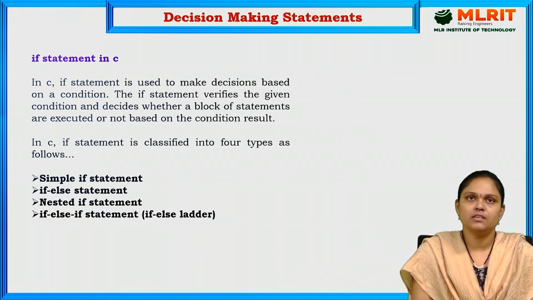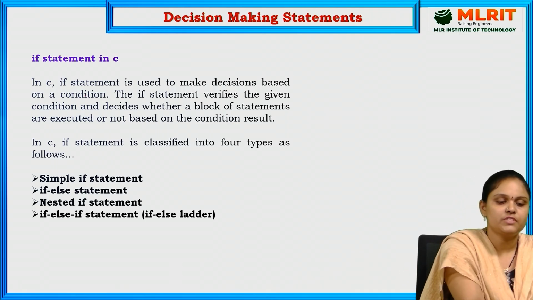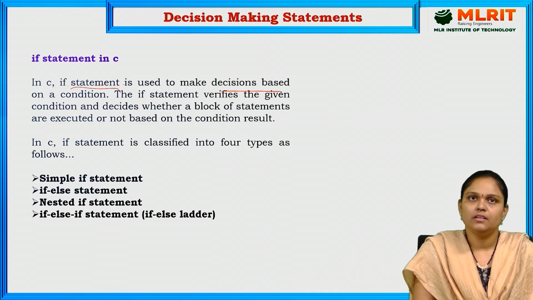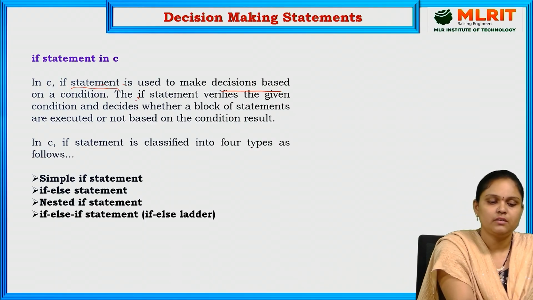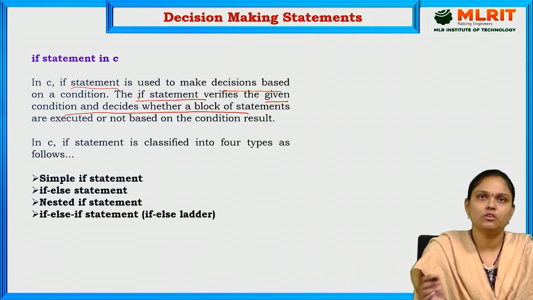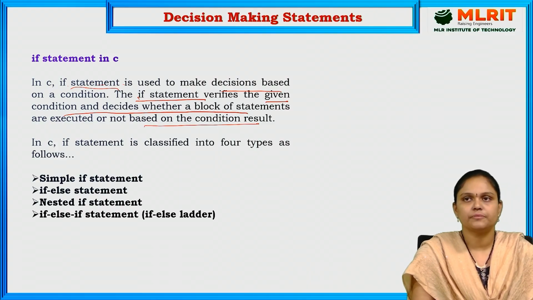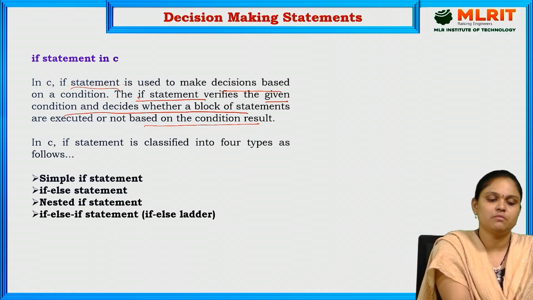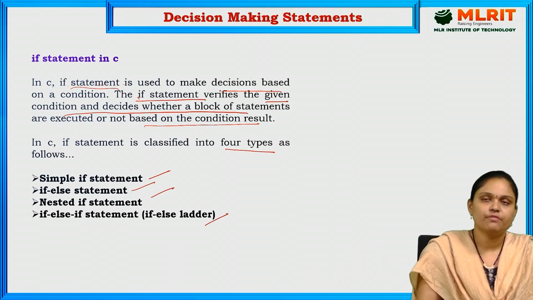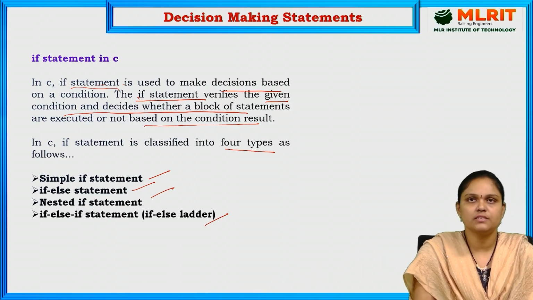So, the if statement in C. In C, the if statement is used to make decisions based on a condition. The if statement verifies the given condition and decides whether a block of statements is to be executed or not based on the condition result. If a given condition is satisfied, then only we are entering into the block, or else we are not entering into that block. The if statement is classified into four types: simple if statement, if else, nested if, and if else if ladder. We also call it the else if ladder.